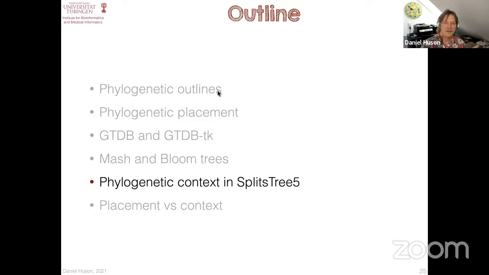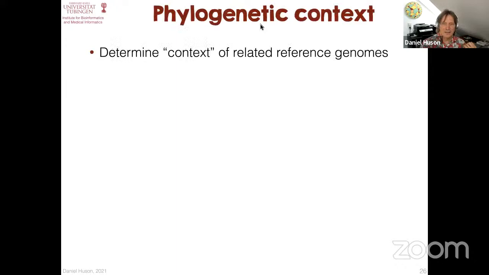So far we saw the method of phylogenetic outlines. You've probably forgotten what that was now, but we will come back to it in a moment. And then we saw that an important question in microbiome analysis, or in any kind of analysis where you're looking at prokaryotic genomes, is how can I figure out which reference genomes my new genome is similar to? So we are trying to introduce a new word here. Phylogenetic placement was that problem where you place a query into a given reference tree, and phylogenetic context is different.